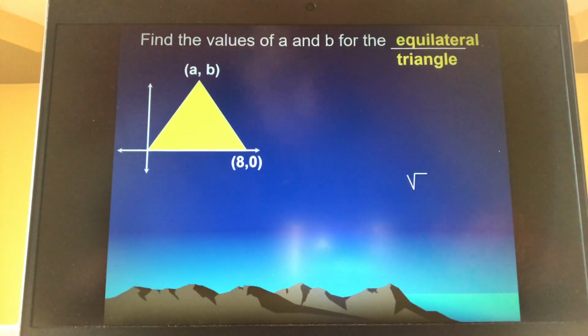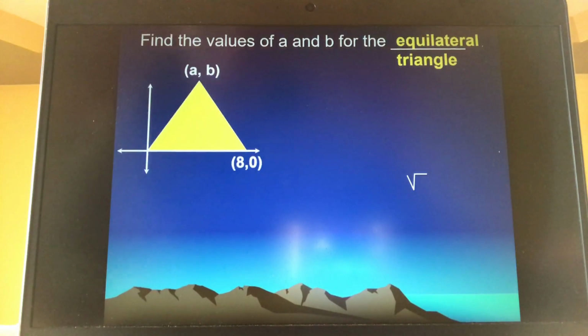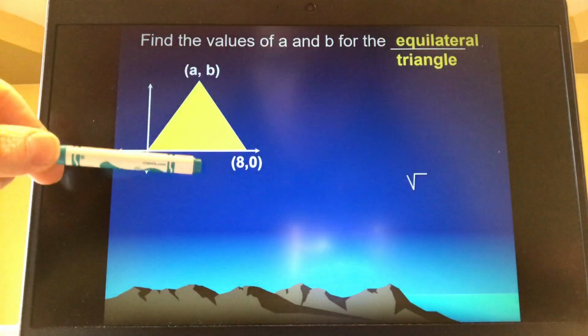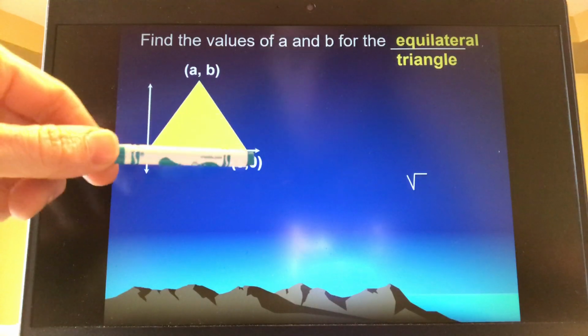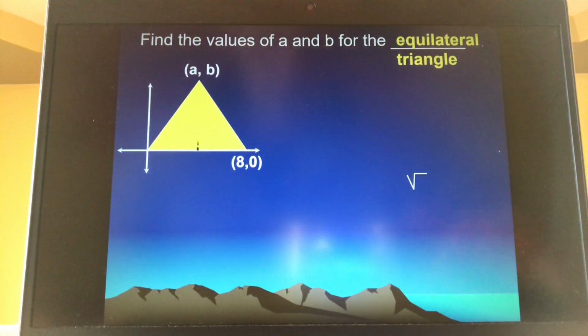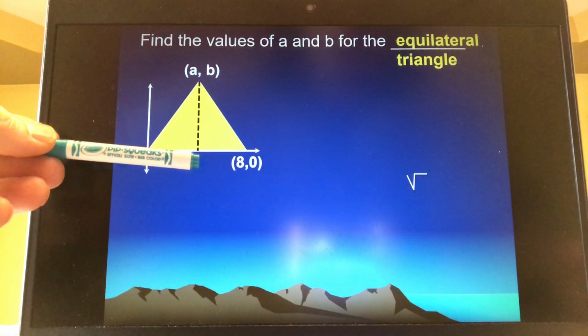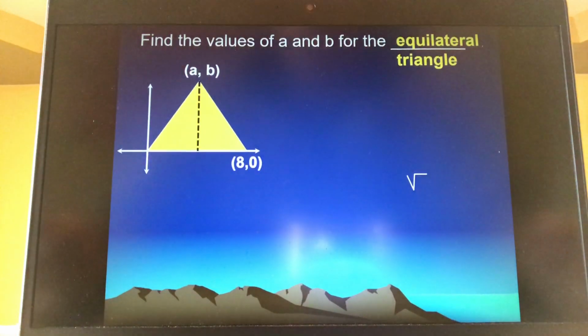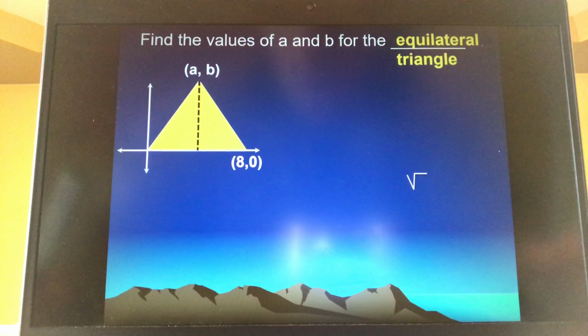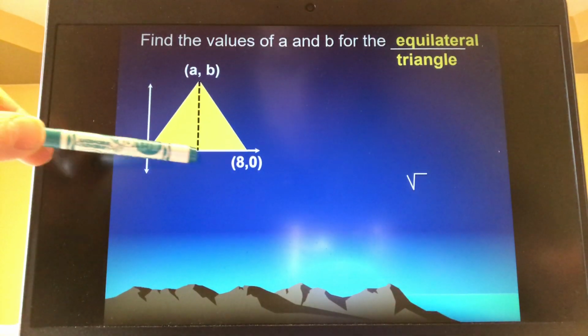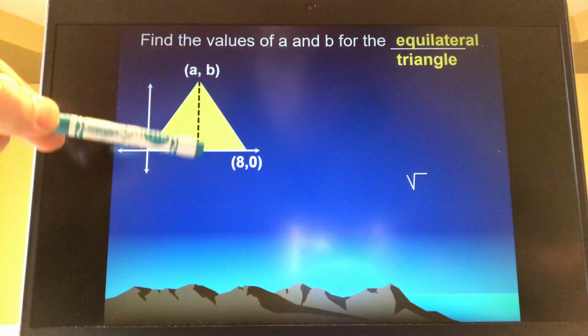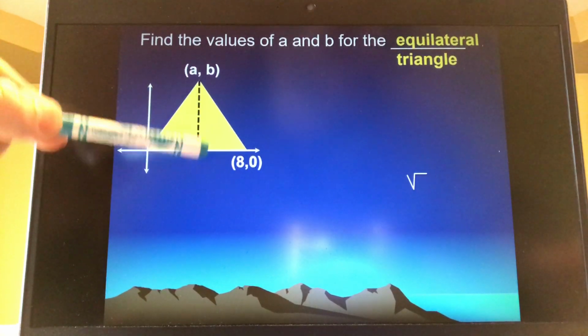So the easy one is definitely A in this case. If you were to draw your line of symmetry there, your line of symmetry means this folds over. The line of symmetry is halfway. A is definitely 4. You're 4 units to the right, and you're going up some distance. Then it requires a little Pythagorean theorem here. You know this distance is 4. You don't know this distance here. We just know that's B.